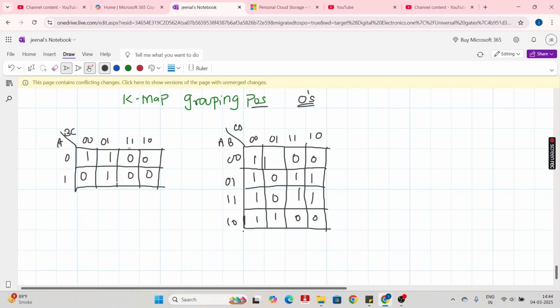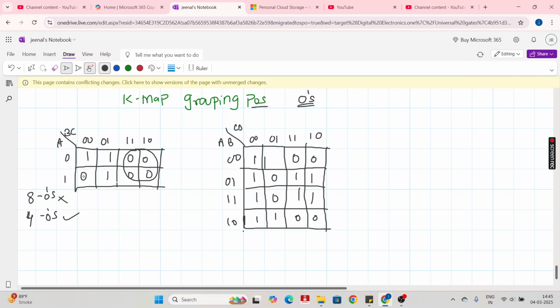So for the first K-map, which is of 3 variables, I have 2 numericals here. For 3 variables, we will see how we can group. First thing, you always check for the largest number of zeros. Maximum possible is 8 zeros. So 8 zeros we don't have. We have only 5 zeros here. Next, we will check for the next possibility, which is 4 zeros. And yes, there is a chance of grouping 4 zeros together. So we have a quad here.